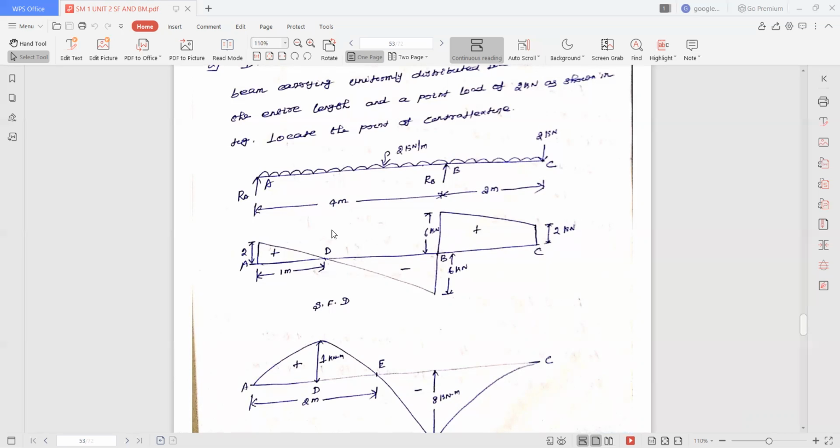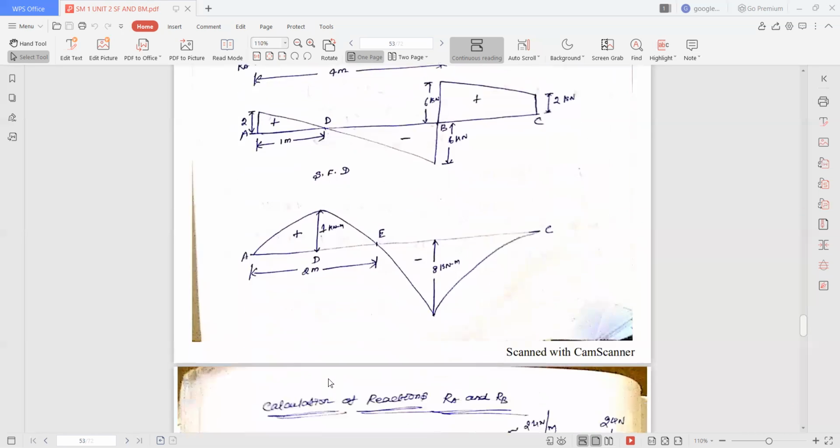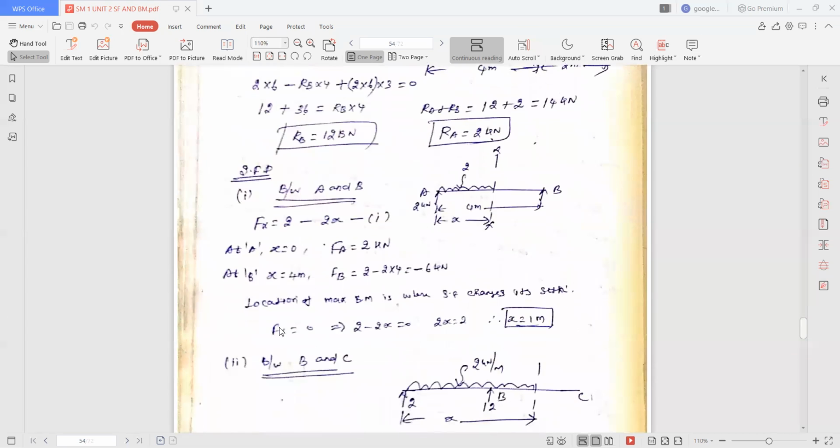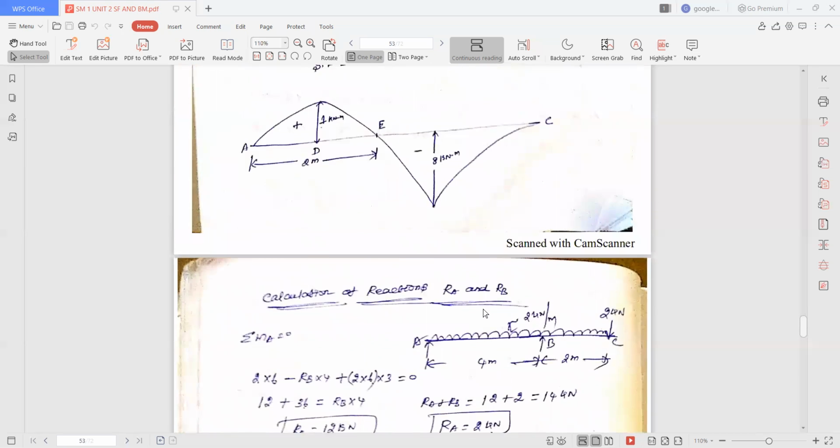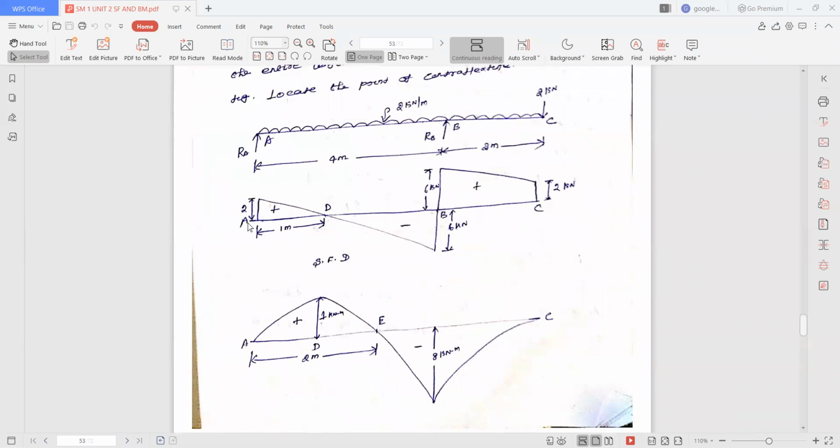Therefore, somewhere at point D, the shear force will be 0. If you want to find that distance, the section f of x equals 2 minus 2x. In that equation you have to substitute 0. So f of x will be 0, then 2 minus 2x equals 0, 2x equals 2, x equals 1 meter. So at x equal to 1 meter from A, the shear force value will be 0.